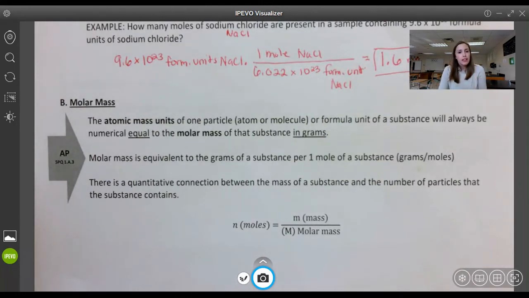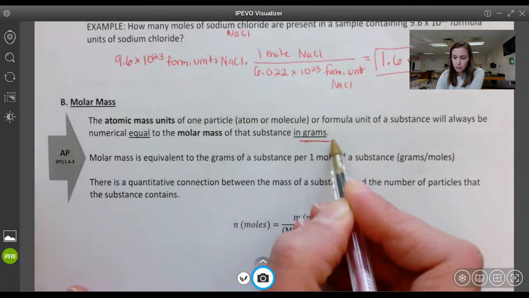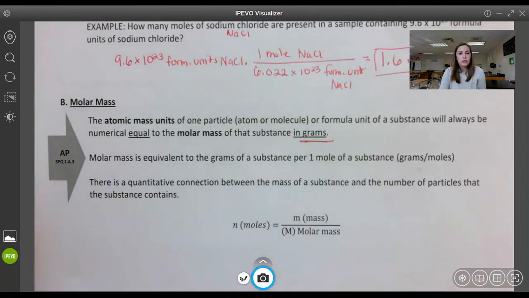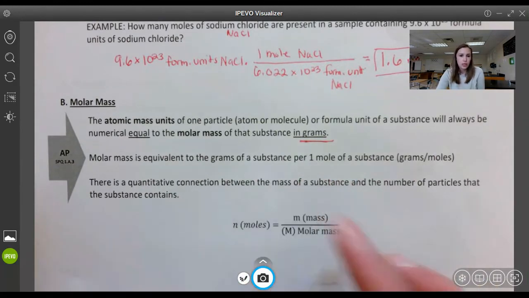Well, that value of an atom or a molecule or a formula unit is always going to be equal to the molar mass of that same substance in grams. So the molar mass is equivalent to the grams of a substance per every 1 mole of the substance. You need to know that definition for molar mass.